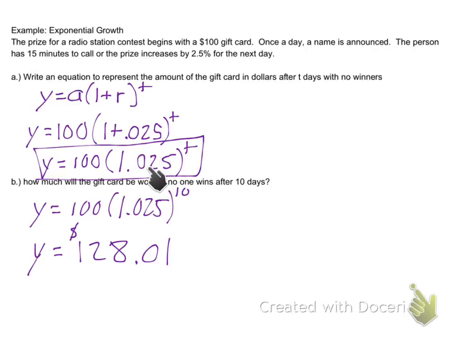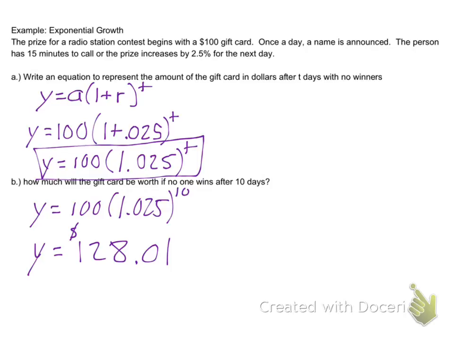This is an exponential equation. It's a base to a power, yes? And this base, which is 1.025, is that bigger than 1 or less than 1? So therefore it's growth. And if I multiply it by itself, in this case 10 times, I'm going to result in a larger number. That larger number gets multiplied by 100. I get $128.01. That gift card after 10 days is $128. It gained a 28% increase in 10 days. That's pretty good.